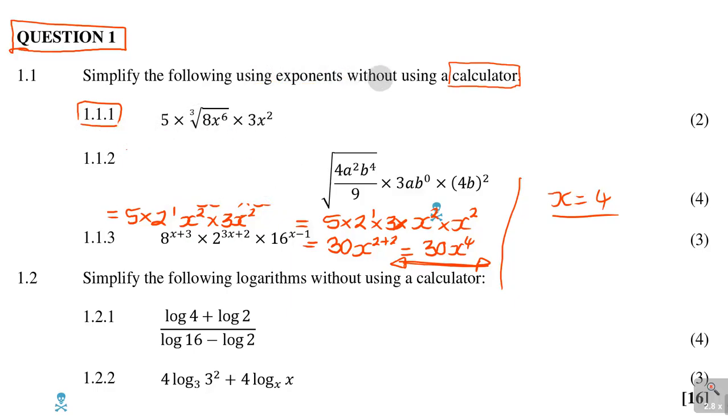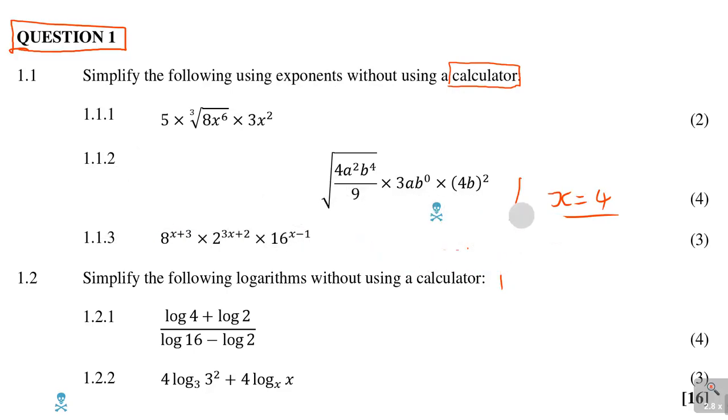So this was question number 1.1.1. Let us move on. That is 2 marks. Let us go on to question 1.1.2. We are supposed to simplify this part here. We're looking now at this question 1.1.2, and this is what we're given. Now, how do you approach that part? This is 4 marks. It's good marks.